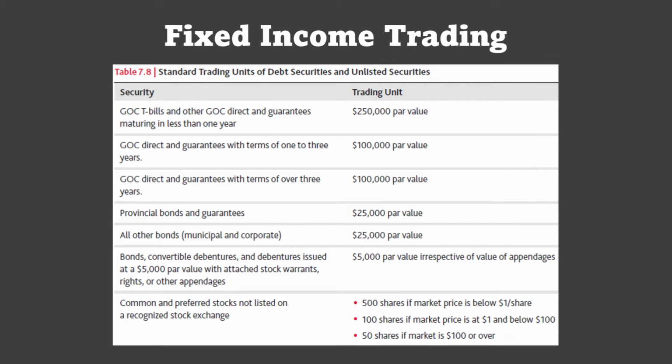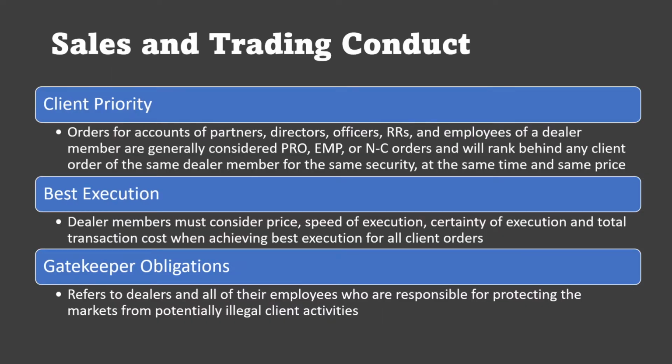Common and preferred stock not listed on a recognized exchange. So this is a bit different. Basically 500 shares if the market price is below $1, 100 shares if the market price is at $1 and below $100, and 50 shares if the market value is over $100.